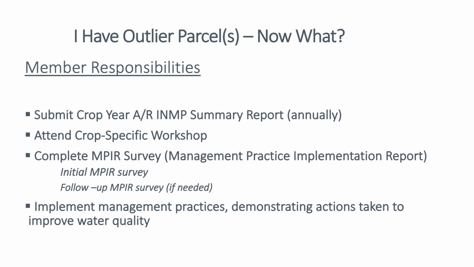So now you are at this meeting, you have an outlier parcel. What does that mean? Now what? So your responsibilities are, of course, to continue to submit your irrigation and nitrogen management plan. You need to attend this crop-specific workshop, watching it on a video, complete that management implementation report survey, and implement management practices if you find some in this survey that may help you improve your nitrogen management.